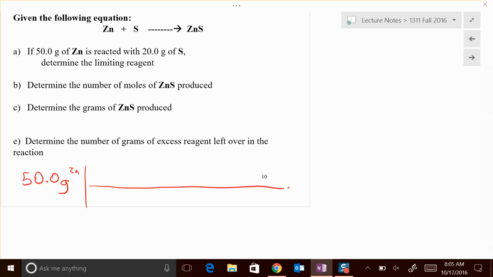So first thing I have to do is convert it from grams of zinc to what? Moles of zinc. Because I cannot perform the stoichiometry if it is in grams. It has to be in moles. So that's my first step. After I convert it to the moles of zinc, I can now convert it from whatever it is to something else. What do I want to change it to? I want to go from moles of zinc to what? Moles of sulfur.